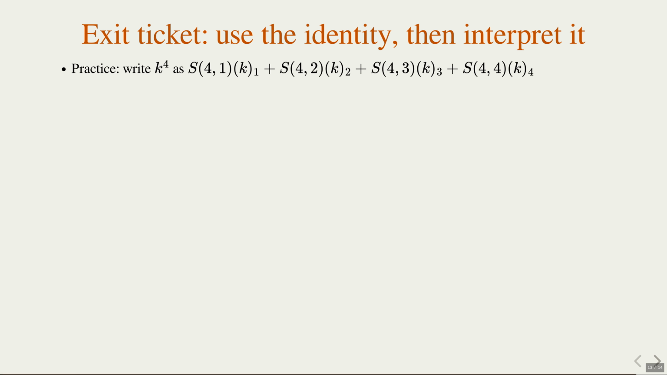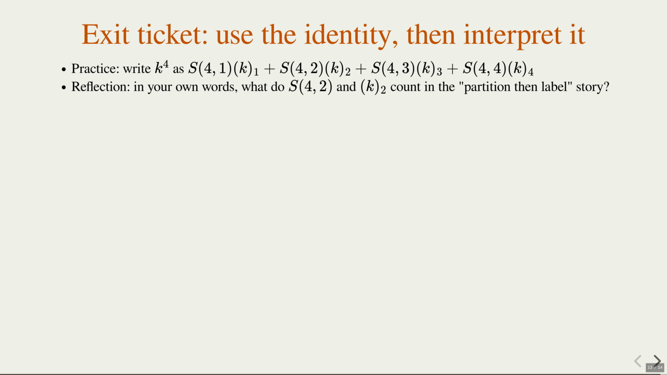Exit ticket. Use the identity, then interpret it. Use the Stirling numbers. For n equals 4, they are 1, 7, 6, 1. So you get k to the 4 equals k plus 7 times k times (k minus 1) plus 6 times k times (k minus 1) times (k minus 2) plus k times (k minus 1) times (k minus 2) times (k minus 3). S of 4, 2 counts the ways to split 4 inputs into 2 non-empty groups, and k falling 2 counts choosing 2 distinct output labels and assigning them to those groups.